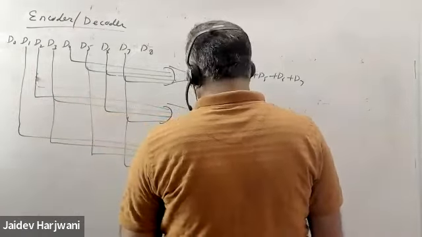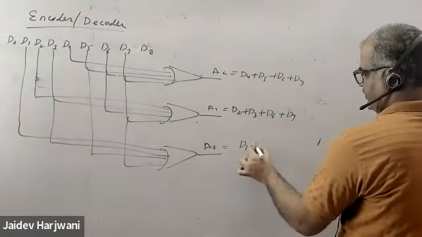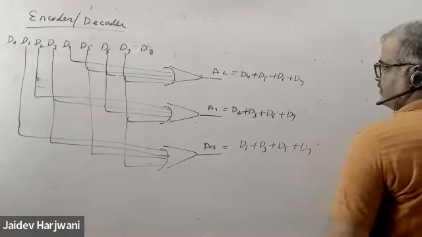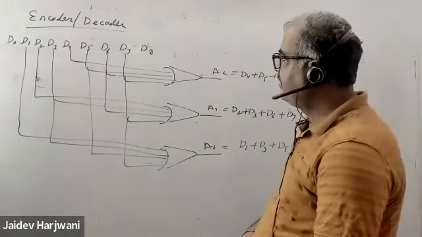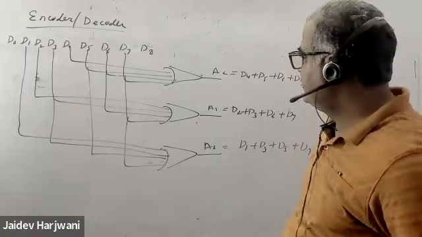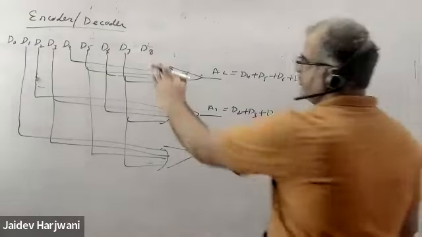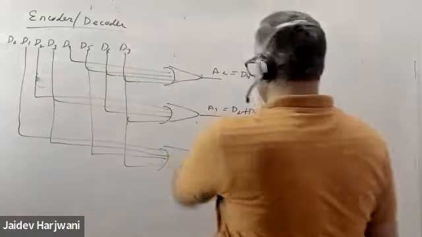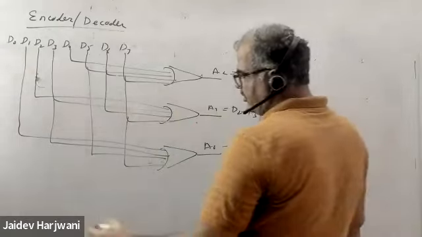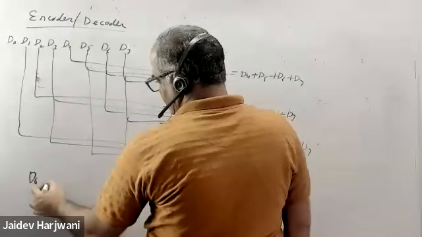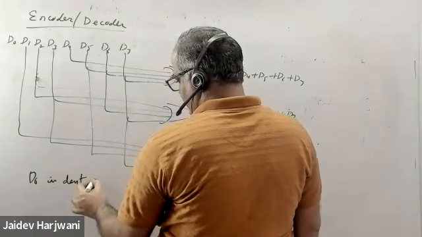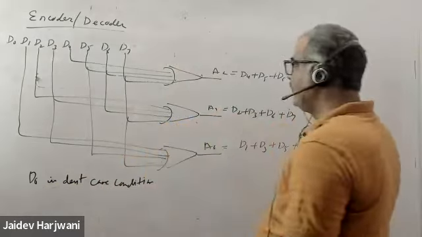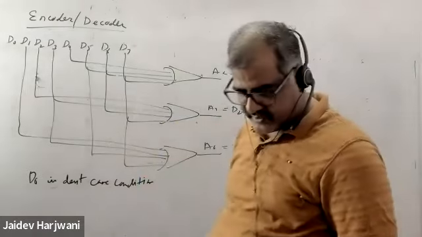Okay, so 1, 3, 5, 7. If you carefully look at this, I have 8 terms from 0 to 7, and D0 we are not using anywhere. So D0 is called your don't care condition.